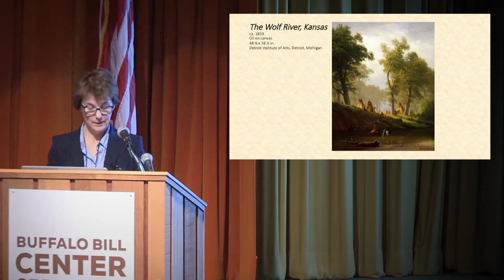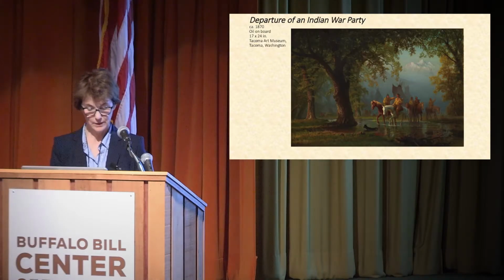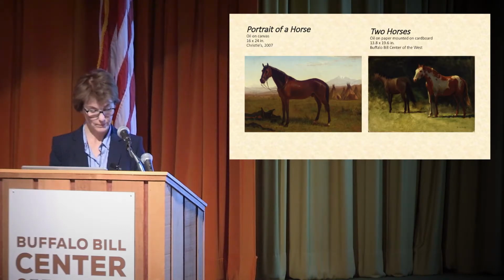Bierstadt produced paintings in 1859 and in the 1860s that show his growing skill as an animal painter, in such scenes as the Wolf River, Kansas, in which horses in the foreground drink from the river, and in paintings such as Departure of an Indian War Party, in which the animals figure prominently. And both of these paintings are in the exhibit. Bierstadt was an adept horse painter, and on occasion did portraits of horses, along with many completed oil sketches.